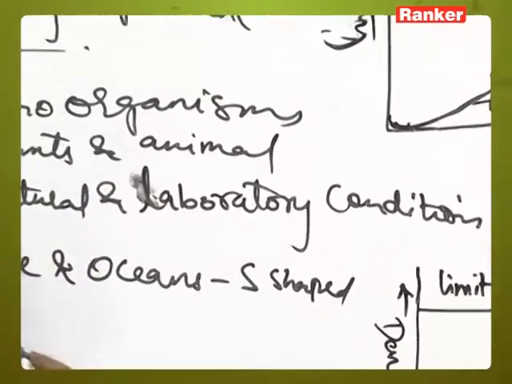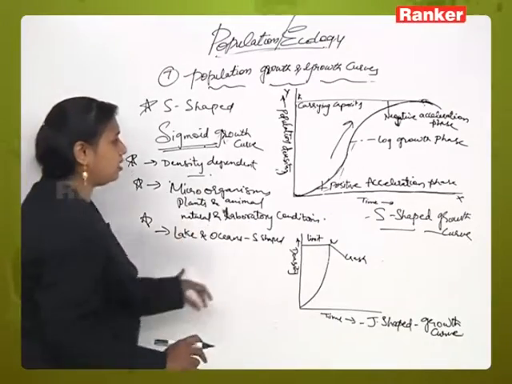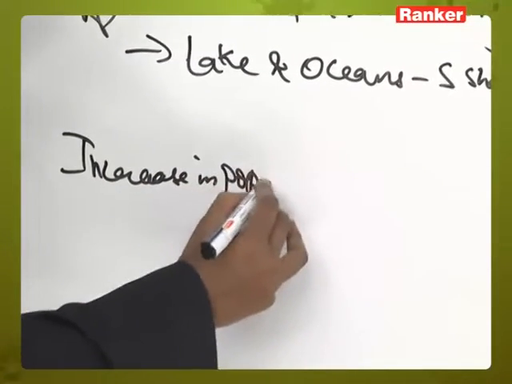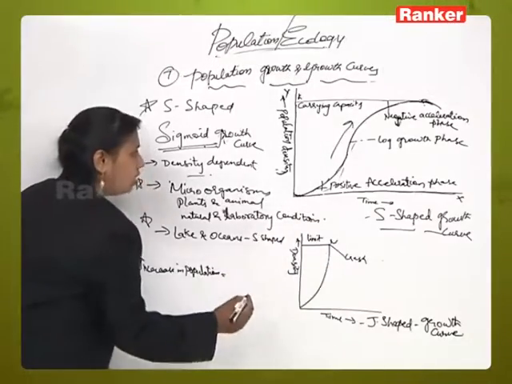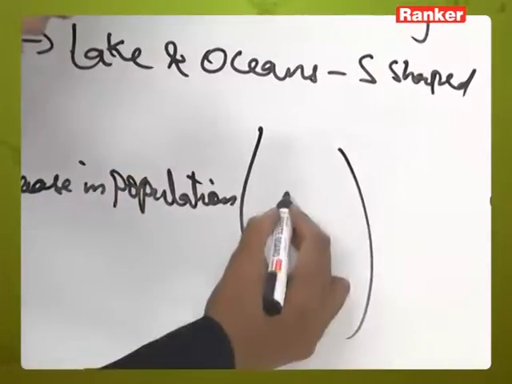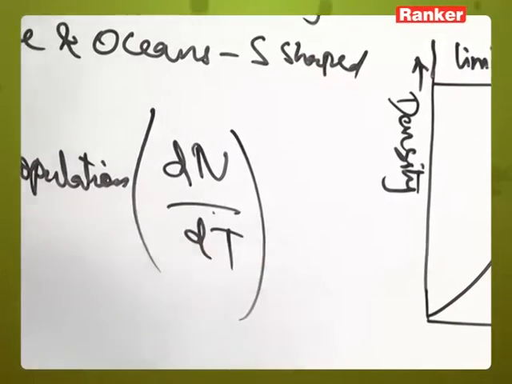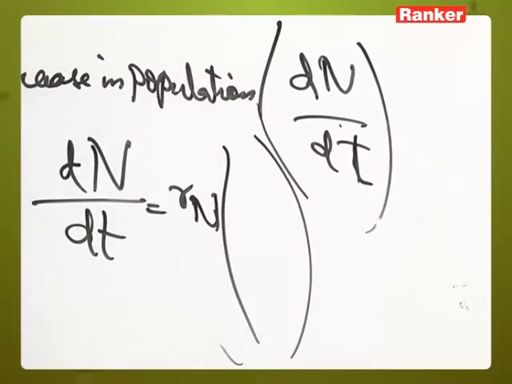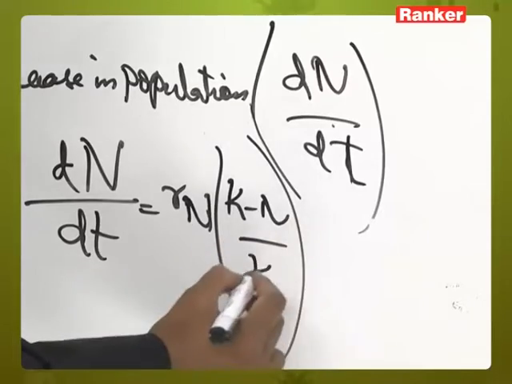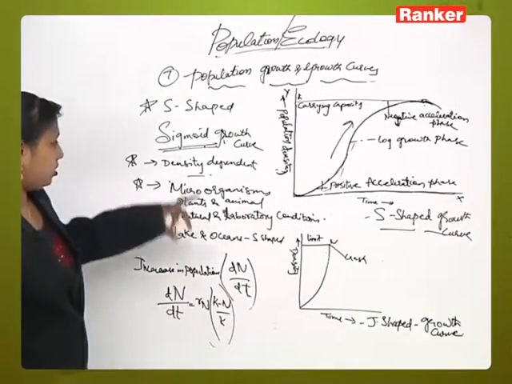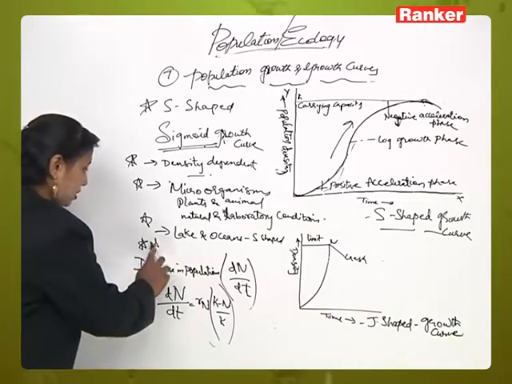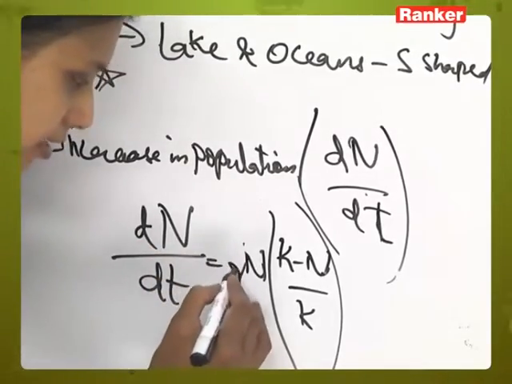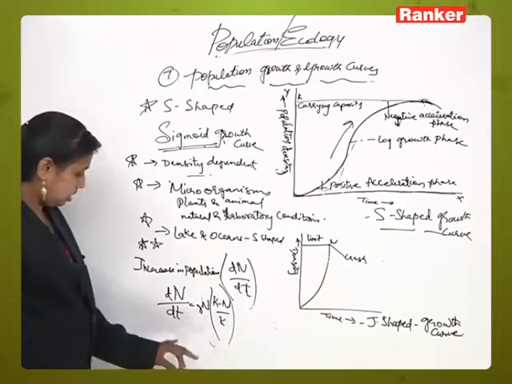Next, this growth curve can be measured or calculated by a formula. The increase in the population can be written as dN by dt is equal to rN, this is small r, capital N, into K minus N by K. This is very, very important. Okay.